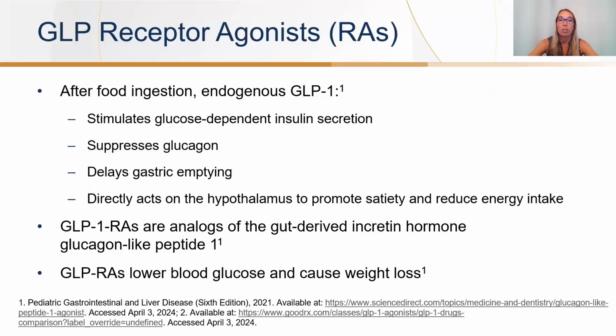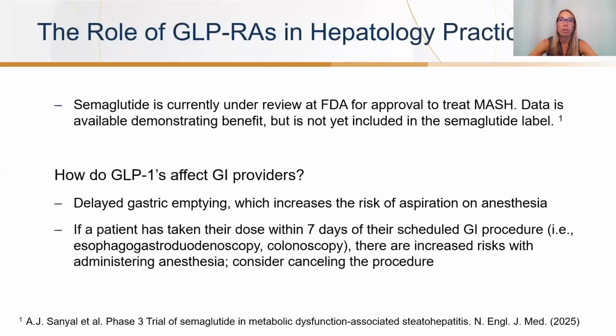After food ingestion, endogenous GLP-1 stimulates glucose-dependent insulin secretion, suppressing glucagon and delaying gastric emptying. So that's how we get this direct action on the hypothalamus to promote early satiety. These patients feel full more quickly and eat less, and it does work to reduce energy intake. So when we use GLP-1 receptor agonists, these are analogs of the gut-derived incretin hormone, glucagon-like peptide, and they work to lower blood glucose and thereby cause weight loss.